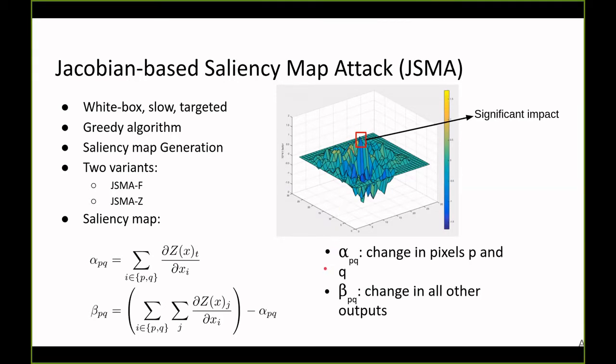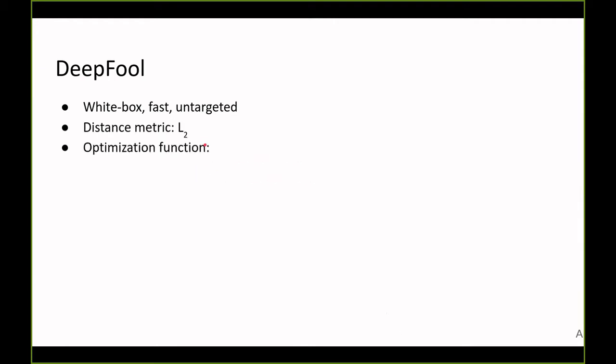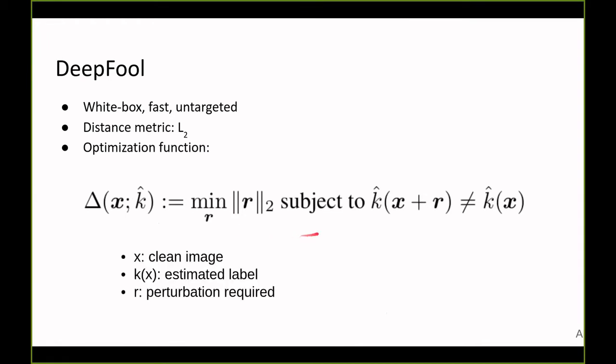So we take the original image pixel p and modify it to q, considering those significant pixels. Then with the beta pq parameter, we get how much we need to modify the other pixels depending upon the alpha pq. The last attack they discussed is the DeepFool attack. It's a white box, fast and untargeted attack. The distance metric they use is L2. The optimization function adds the perturbation until the original label of the image changes.